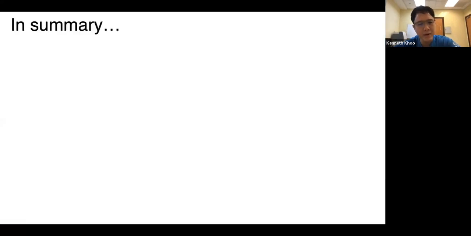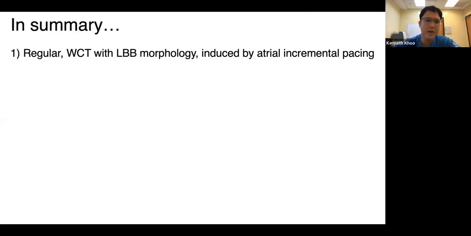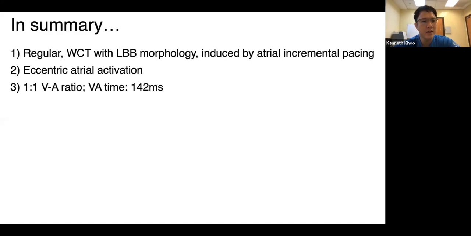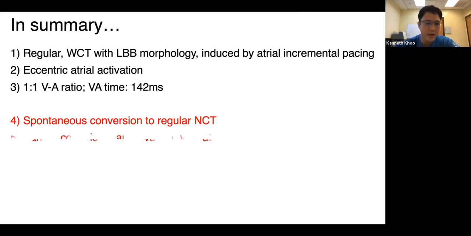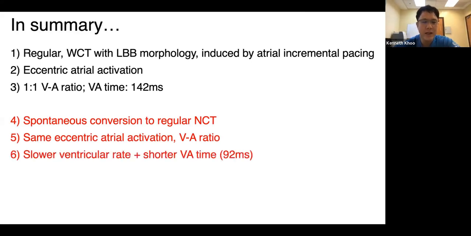So in summary, what we have here is a regular wide complex tachycardia with left bundle branch block morphology, which is induced by atrial incremental pacing. It has an eccentric atrial activation with a 1-to-1 VA relationship and a VA time of 142 milliseconds. This tachycardia then spontaneously converts to a regular narrow complex tachycardia with similar eccentric atrial activation and VA relationship. However, it has a shorter VA time and a slower ventricular rate.